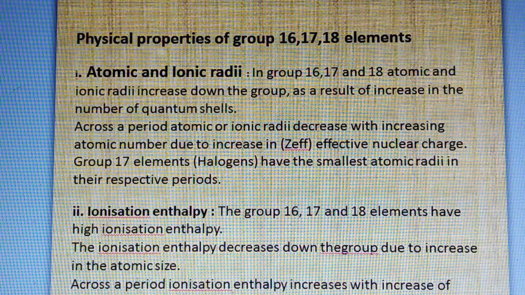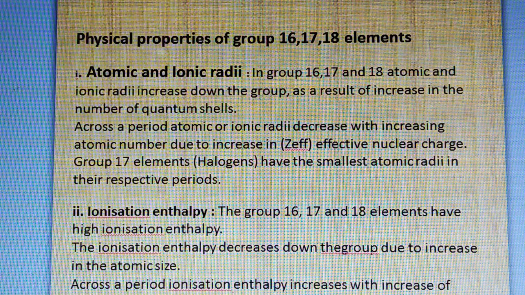The second property is ionization enthalpy. What is ionization enthalpy? It is the energy required to remove the most loosely bound electron of an isolated gaseous atom. So that energy is called the ionization enthalpy. The group 16, 17 and 18 elements have high ionization enthalpy. The ionization enthalpy decreases down the group due to increase in atomic size.